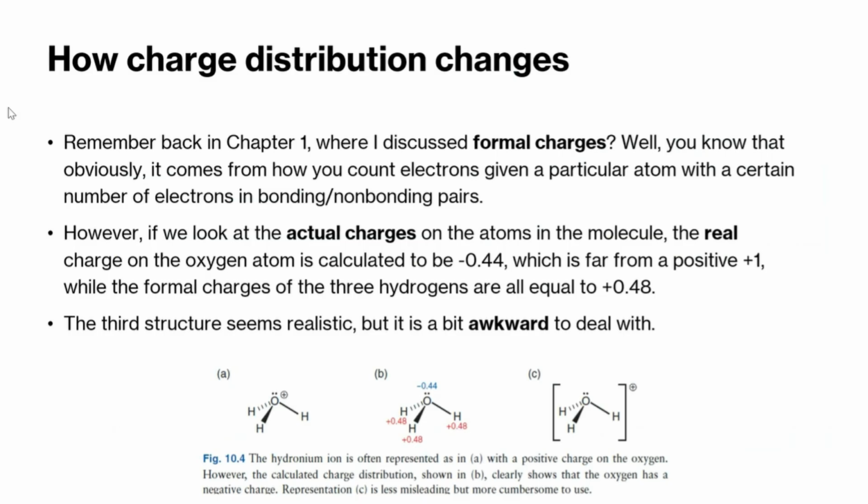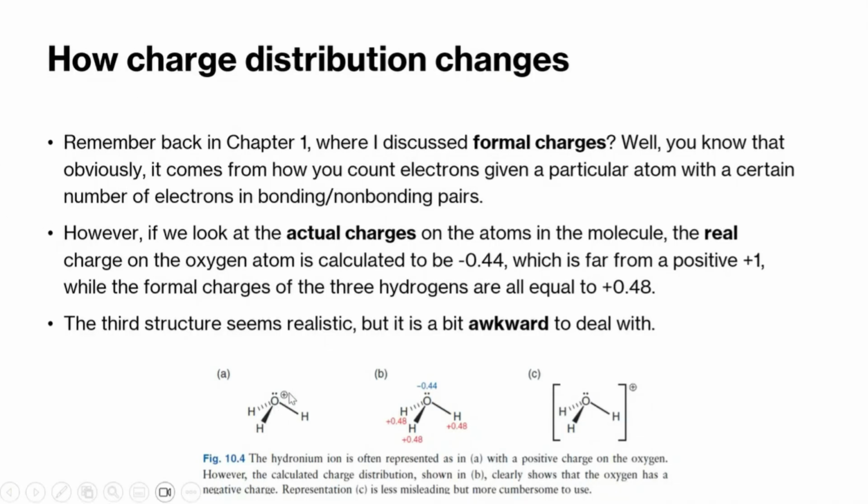Next, I want to talk about how exactly charge distribution changes. Back in chapter 1, I discussed the idea of what formal charges were. Formal charges arise from a system where you count electrons, with a certain number of electrons in both bonding and non-bonding pairs. However, if we look at the actual charges on the atoms in the hydronium ion, the real charge on the oxygen is calculated to be around negative 0.44, which is far from positive 1, while the charges on the three hydrogens are all equal to plus 0.48.